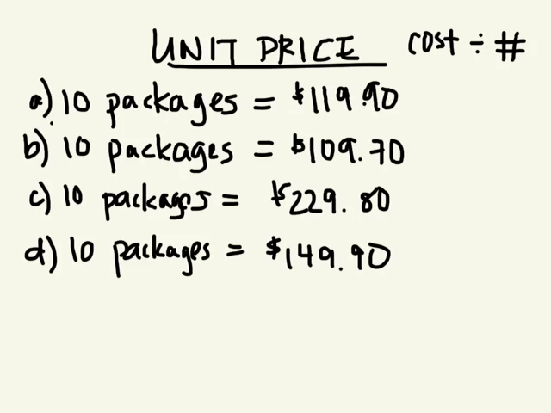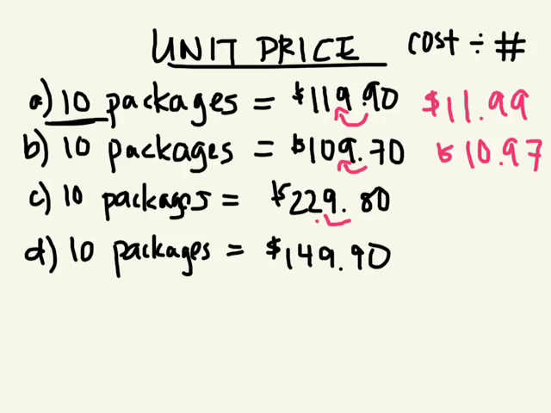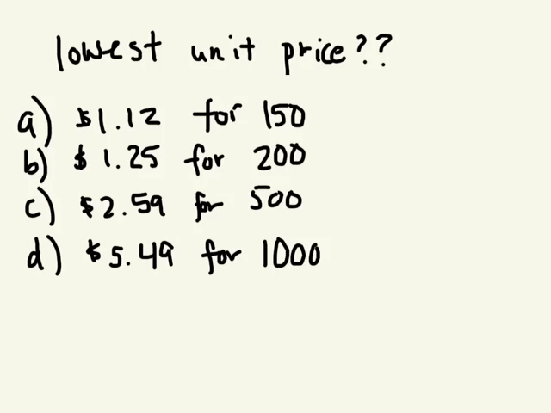Good, because these are all packages of 10, whenever you're dividing by 10, what do you do with the decimal? Right, you move it one place to the left. So what's the unit price for A? $11.99. Move this one place to the left, $10.97, $22.98, and $14.99. Which one's the cheapest? B. Good.